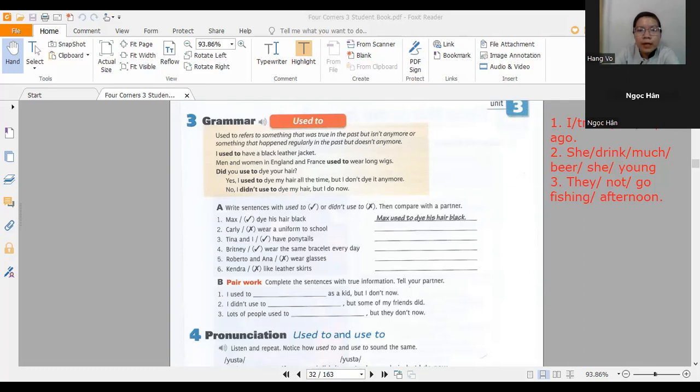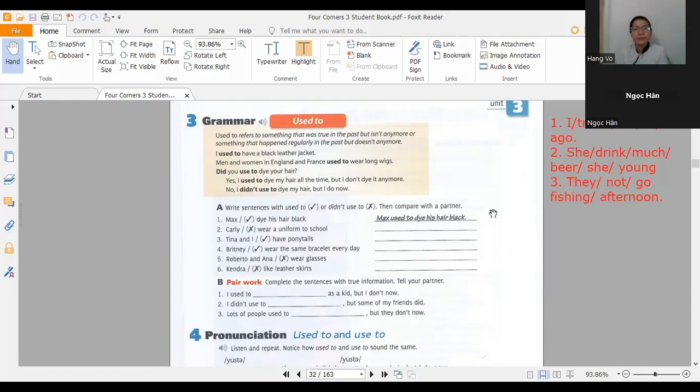Dạ rồi. Okay, all right. Now, can you read it for me, please? Number one. I used to travel by car. Yeah, I used to travel by car, 5 years ago. Không có in nữa, mình có 5 years ago rồi thì không có in nha. 5 năm trước, không có in nữa.